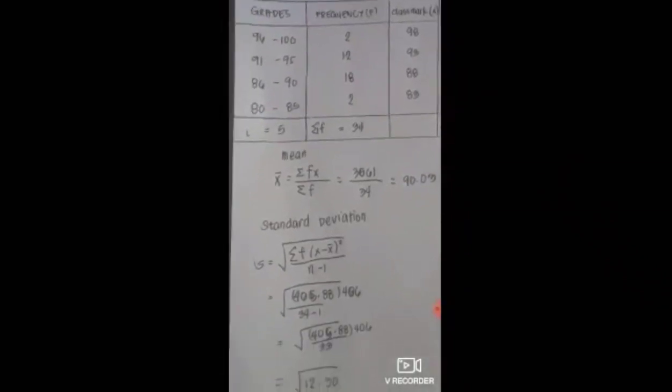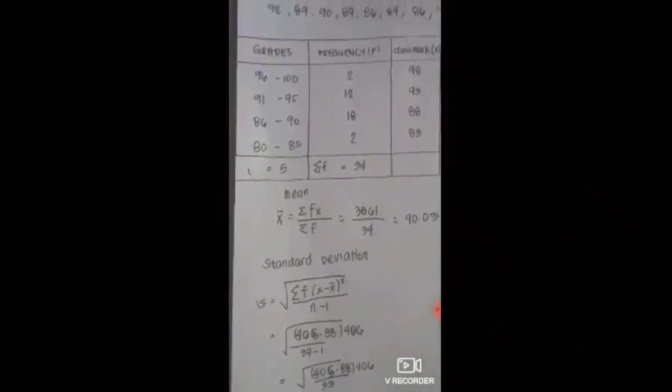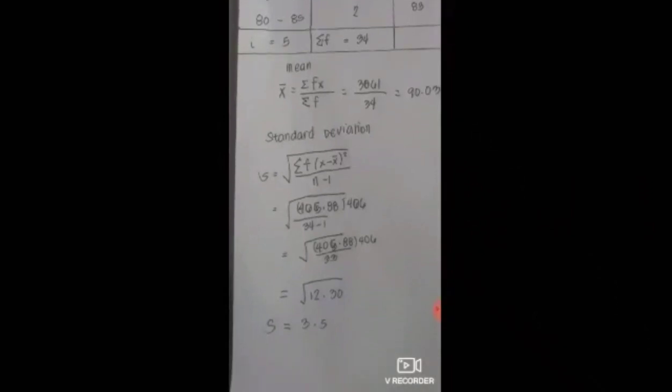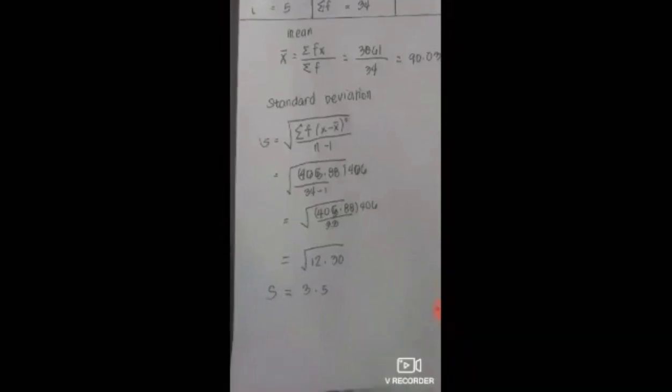So our total of frequency times class mark minus mean squared is 406, divided by the total frequency minus 1, and that would be 33. So 406 divided by 33 is equal to 12.303030, and so on. So how are we going to find our standard deviation? We are going to solve this. The square root of 12.303030 and so on is equal to 3.5. So our standard deviation is 3.5.